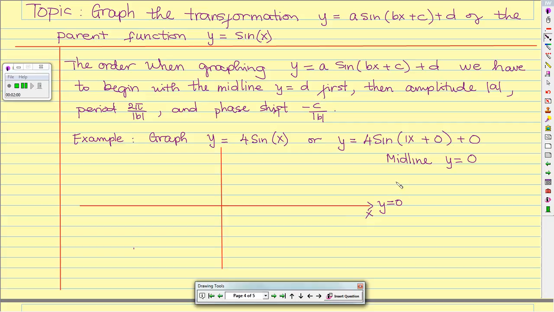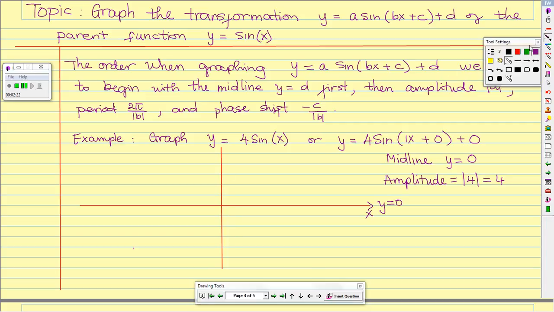Next step, I'm going to find the amplitude. The amplitude is the absolute value of a, so in this case the absolute value of 4, which will be equal to 4. It means that I'm going to draw two lines, one above the midline and one below the midline.